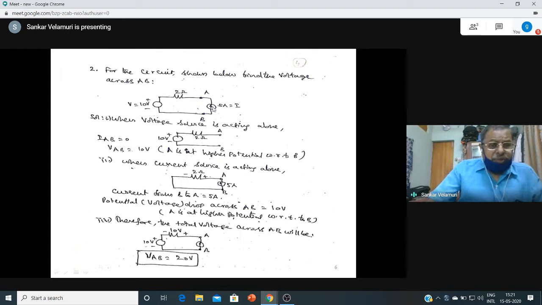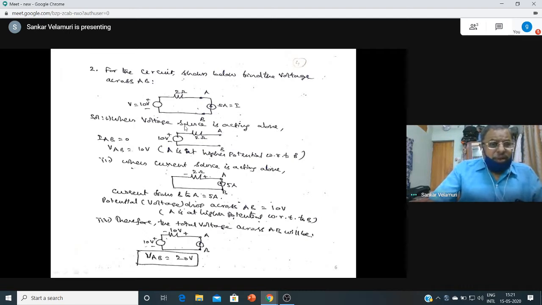So this is the 10 volt source, 5 amps is an independent current source, and this is 2 ohms. What is the voltage across AB? This is an independent current source, but there will be a potential difference across the terminals AB. When the voltage source is acting alone, the current source is replaced by its internal impedance. What is that internal resistance? It is infinity because it acts as an open circuit, right? Because it is an ideal current source, not a practical current source.